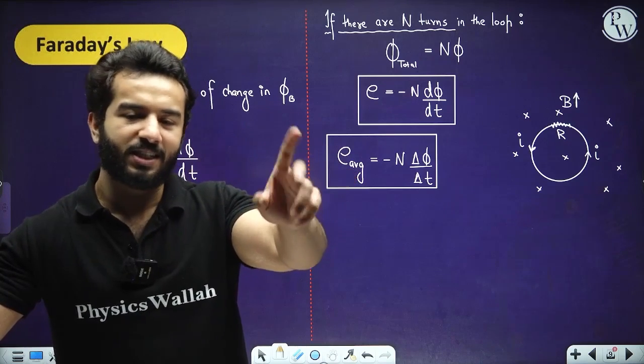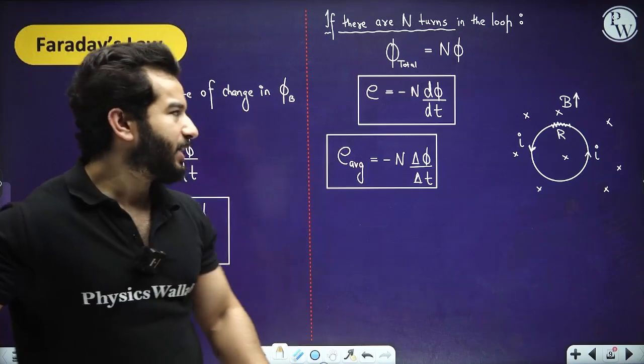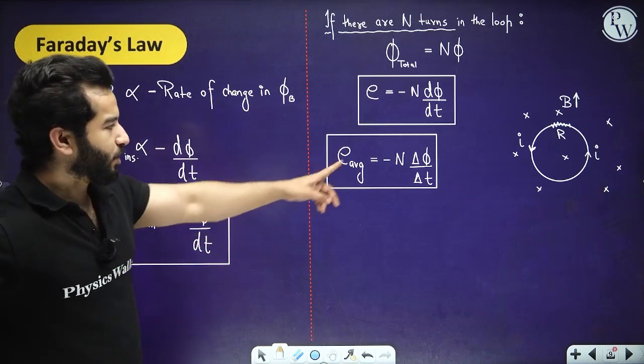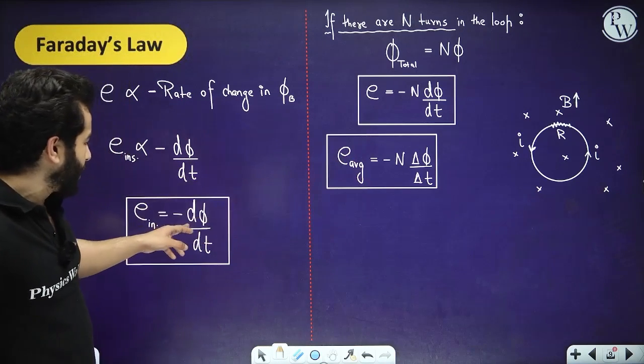So if phi is changing, that means there will be an induced EMF. That induced EMF will be written something like this, because there is only one turn, so I can use this formula: minus d phi by dt.